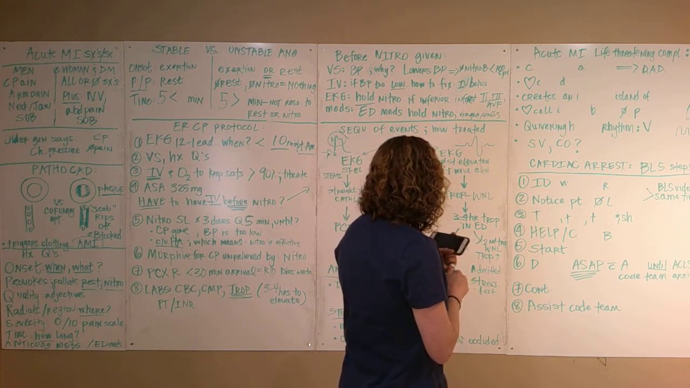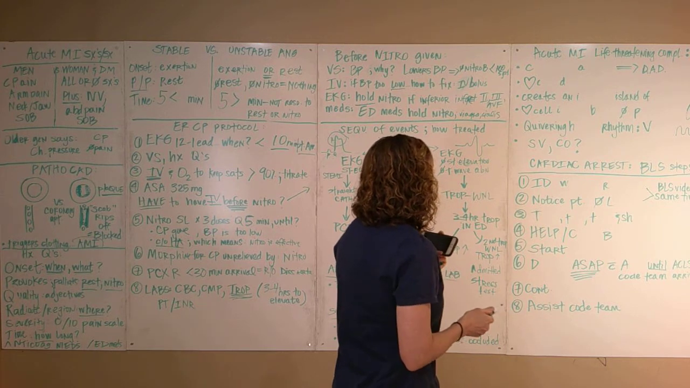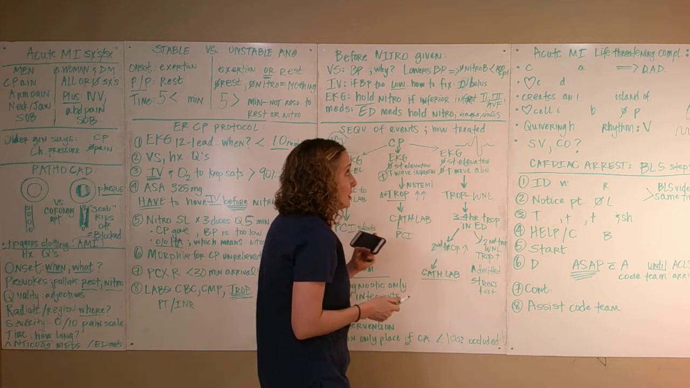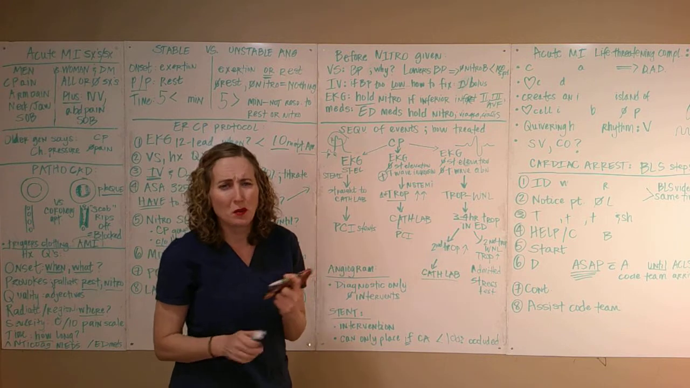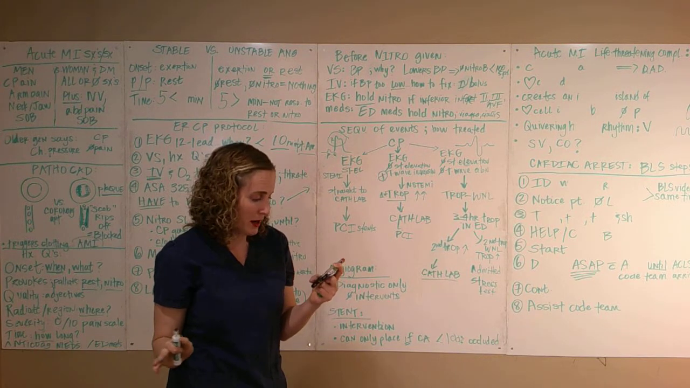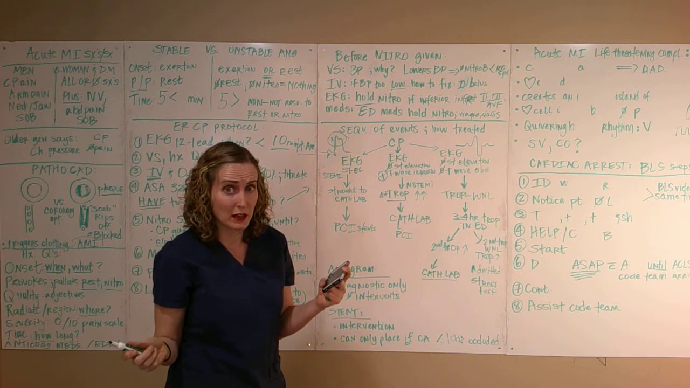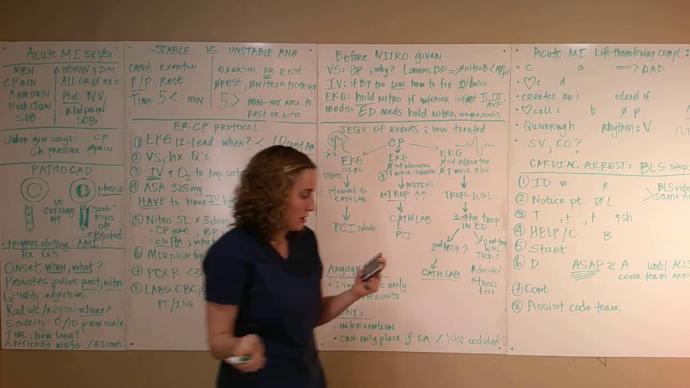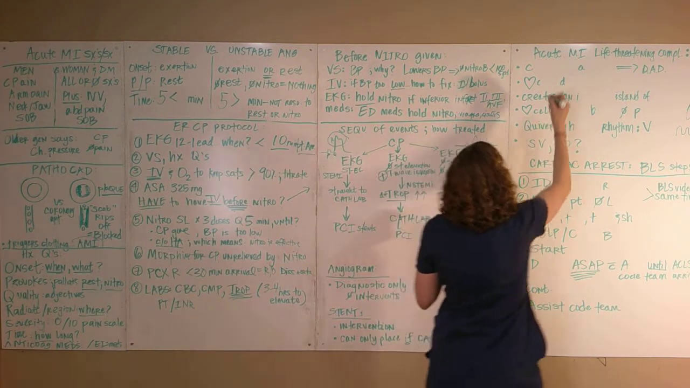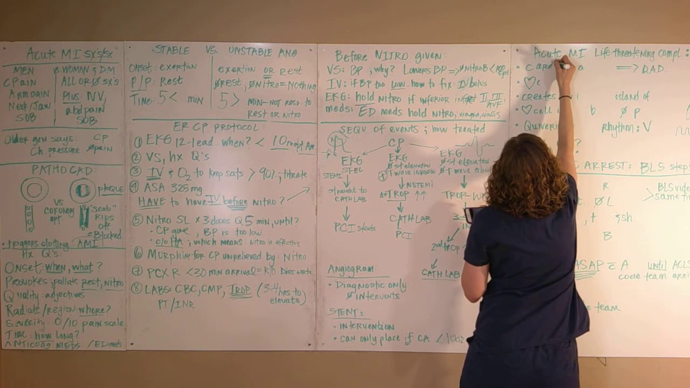Okay, so let's talk about our acute MI life-threatening complications. Number 1 life-threatening complication from acute MI is what? If we don't do anything for it, and it's bad enough, they could eventually go into cardiac arrest.